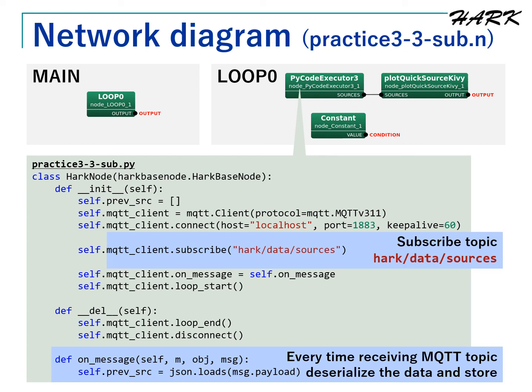This is a network diagram of the subscriber node. As in the previous slide, PyCodeExecutor3 is used. The executed Python script is shown here. The important part in this script is the onMessage method. This method will be executed every time an MQTT topic is received. In this method, the received data is deserialized from JSON format and stored.